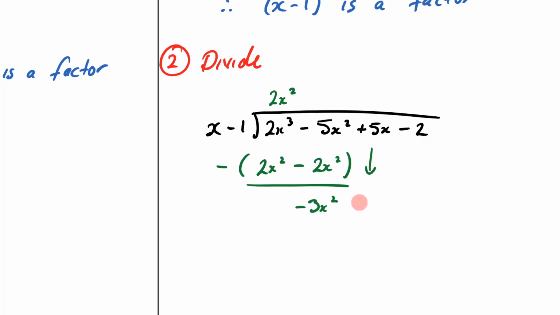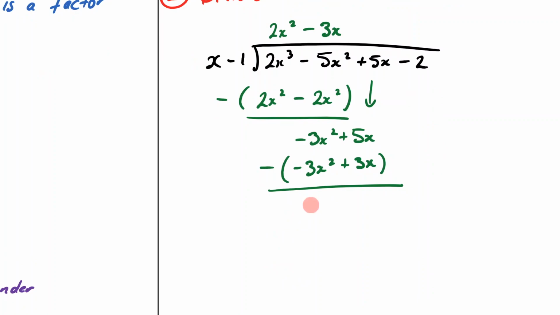I then carry this one down to get 5x. Then I go x times what gives me negative 3x squared? That's going to be negative 3x. Then I multiply this out, negative 3x squared, and then negative 3x times negative 1 is going to be positive 3x. I then subtract this. Remember, this always should go to 0, as it does. 5x minus 3x is 2x. I carry this one down, so I get negative 2 here.